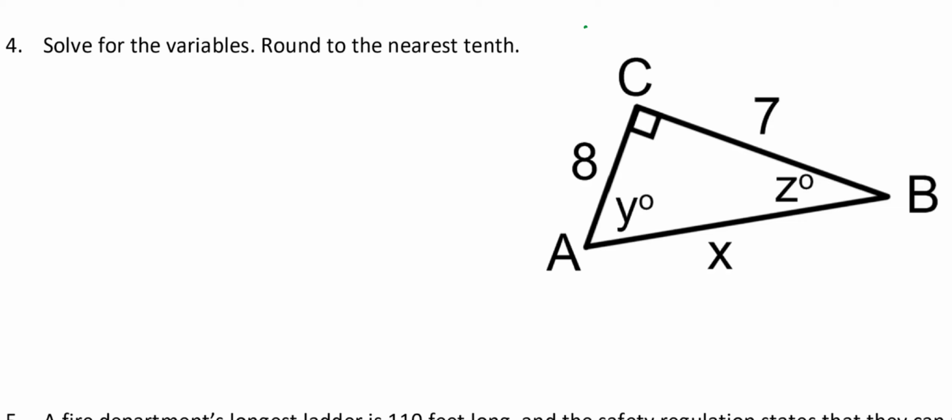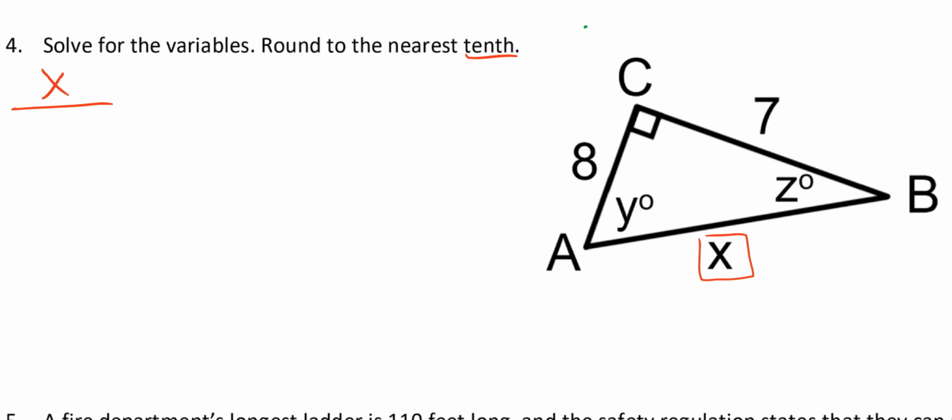Okay guys, number 4 for the review. It says solve for the variables, round to the nearest tenth. So that means we're going to be rounding to that first decimal place. So let's take a look. Let's go ahead and do it in alphabetical order. So let's solve for x first.